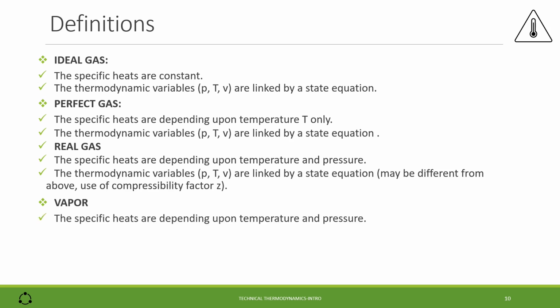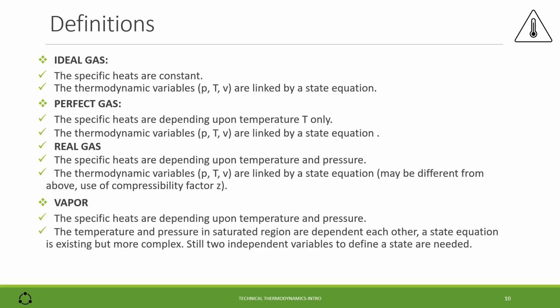A vapor is a special gas. I would say it's a real gas because the specific heats depend upon temperature and pressure, but the temperature and pressure in the saturated region are dependent on each other. A state equation still exists but is more complex. Still, two independent variables are needed to define the state, but in this case, in the saturated region, we introduce a new variable, which is the vapor quality.